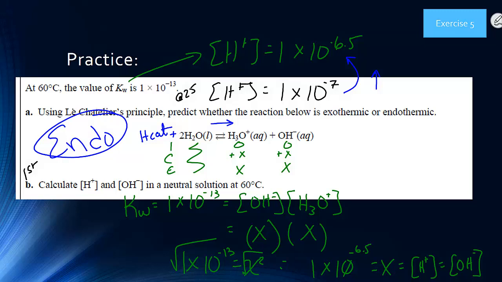If we wanted an actual value here, if this was a free response, please do not write 1 times 10 to the negative 6.5 as an answer. So we'll grab a calculator and get an actual concentration, which is 3.16 times 10 to the minus 7th.